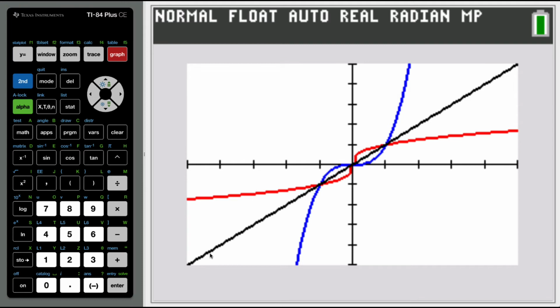The relationship graphically with a function and its inverse is that they are reflections of each other over that line y equals x. So if we took this blue graph and rotated it around that black line in the middle, it would overlap that red graph. It's a reflection over that line.